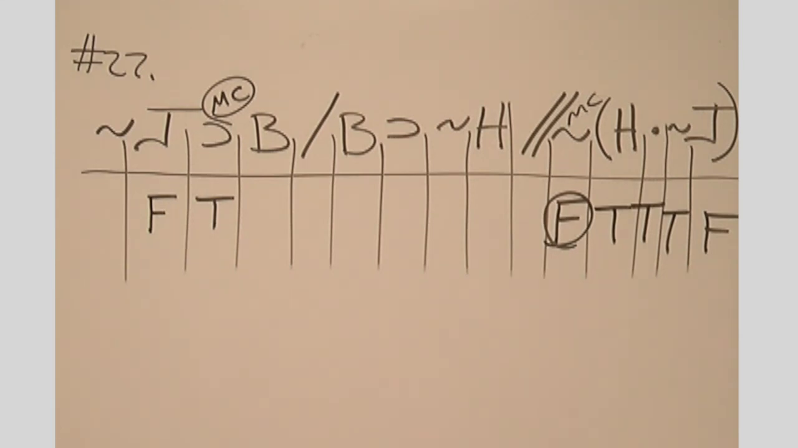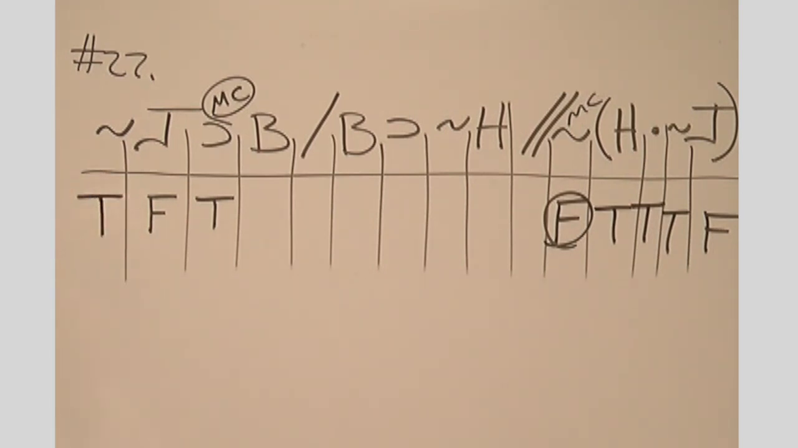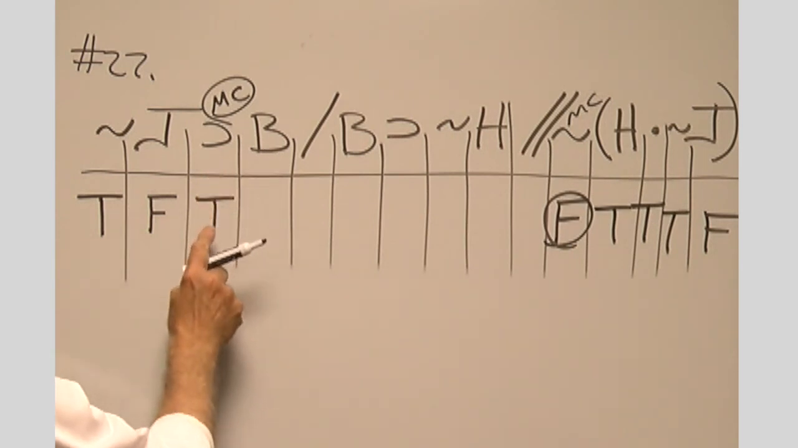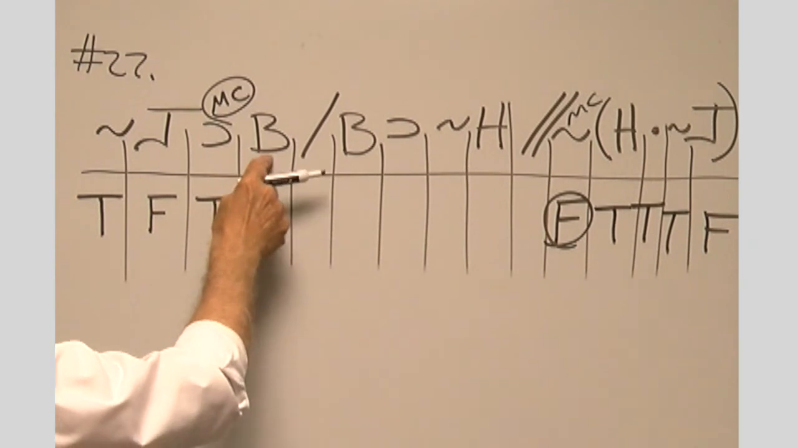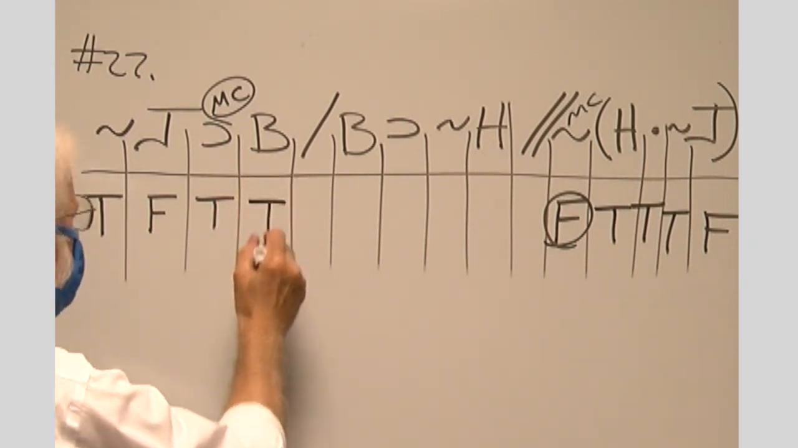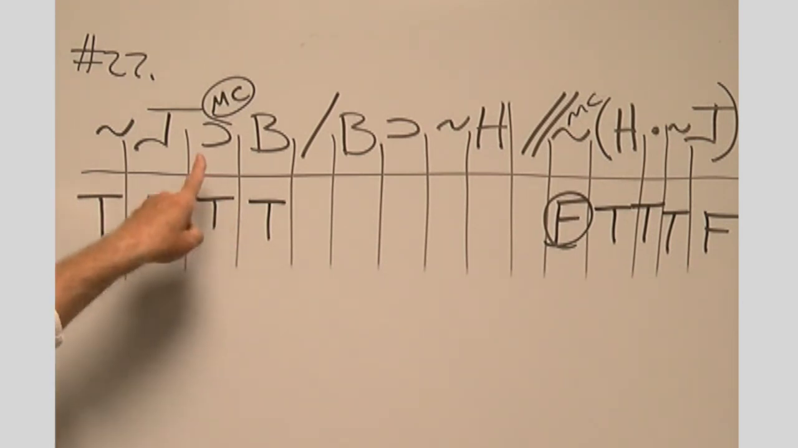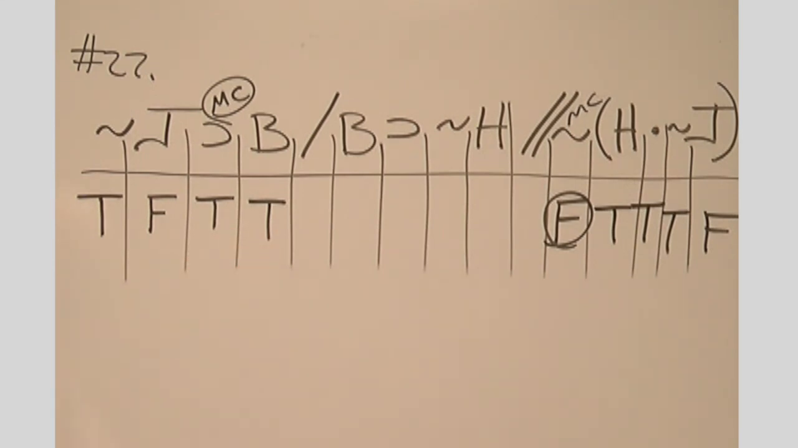Okay, reasoning backwards. If J is false, not J surely has to be true. Reasoning further backwards, if this horseshoe is true and the antecedent is true, what does that force the consequent to be? The consequent B has to be true. If it were F, then it would be true, horseshoe false, and that would make the horseshoe false. But the horseshoe is true, so we need B to be true.